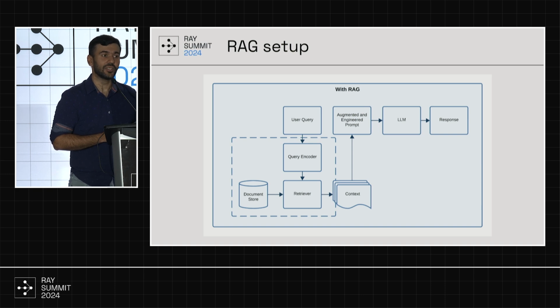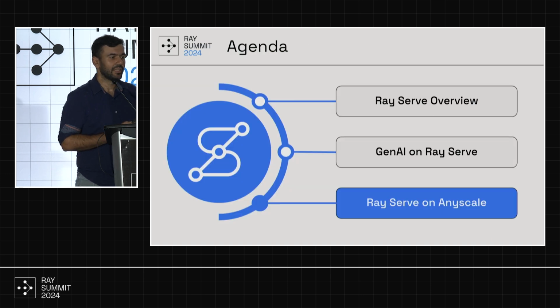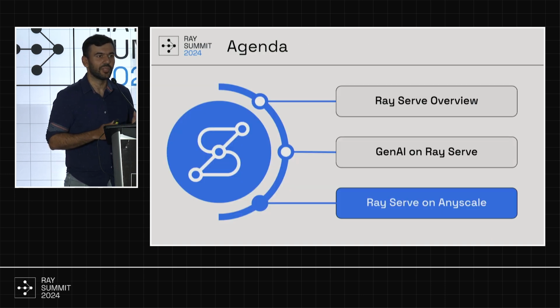I talked about RayServe's model composition earlier, and that is perfectly suited for the RAG pattern, where you can set up all of these as separate RayServe deployments that can use different resources and scale up independently. Now I'll hand it off to Ed to talk about some of the awesome extensions we've been doing with RayServe on Anyscale.